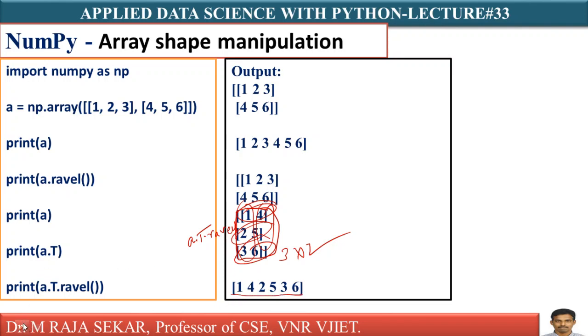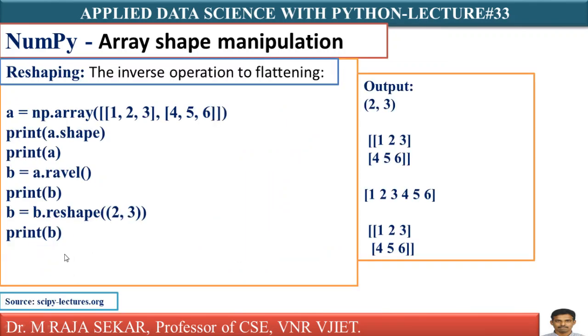By this simple program, one can realize this ravel function is useful to convert two-dimensional or multi-dimensional arrays into flattened arrays. Anyway, let me continue my discussion.